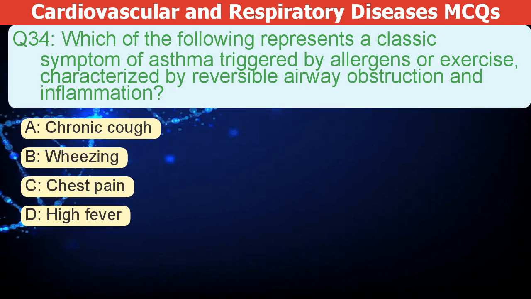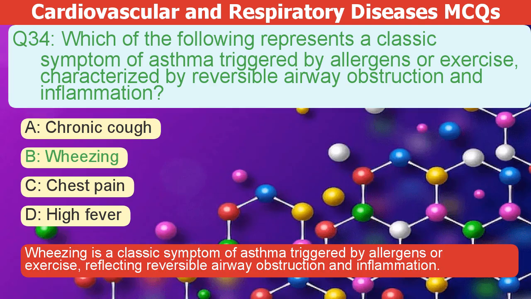Which of the following is a classic asthma symptom triggered by allergens or exercise? It's characterized by reversible airway obstruction and inflammation. A. Chronic cough. B. Wheezing. C. Chest pain. D. High fever. The correct answer is B. Wheezing is a classic symptom of asthma. It's triggered by allergens or exercise. This reflects reversible airway obstruction and inflammation.